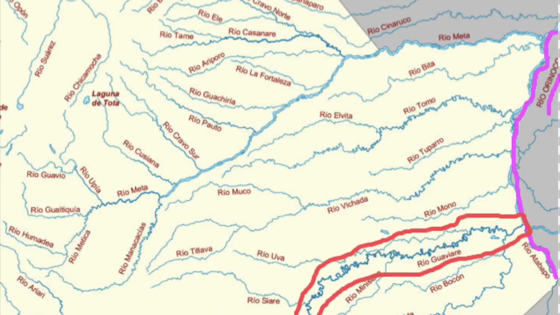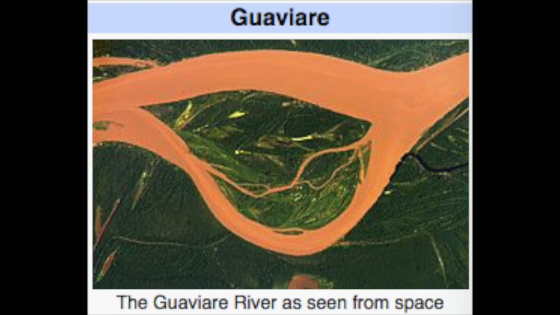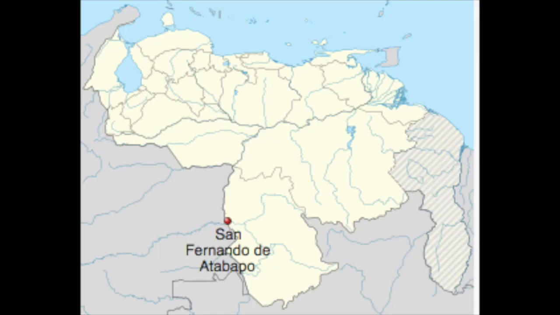The first is 300 miles long and flows in a general westward direction down towards the conjunction with the Atabapo River, which flows from the Guyana Highlands, and the Guaviare River, which flows from the Andes and is the longest tributary of the Orinoco at 930 miles long. These two tributaries meet up with the Orinoco at San Fernando de Atabapo, a small town of about 5,000 people.